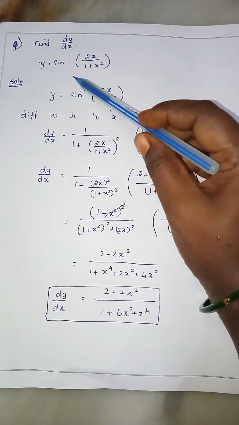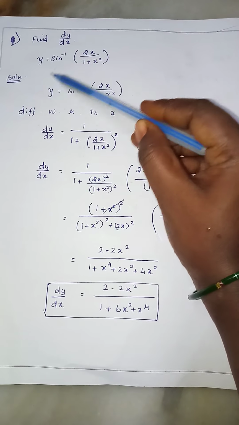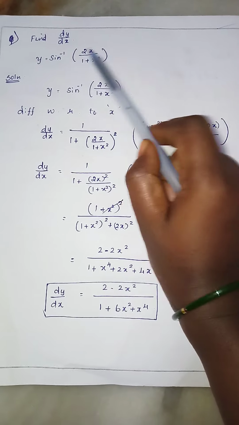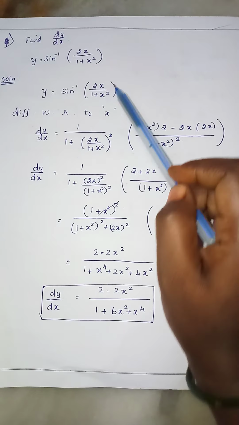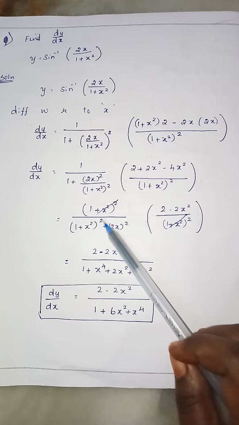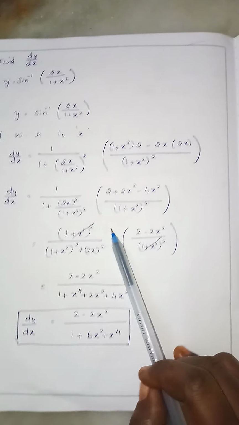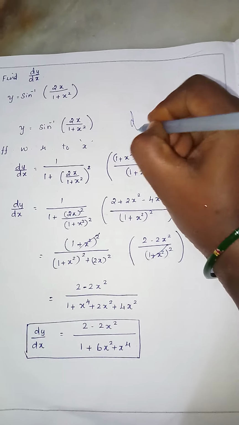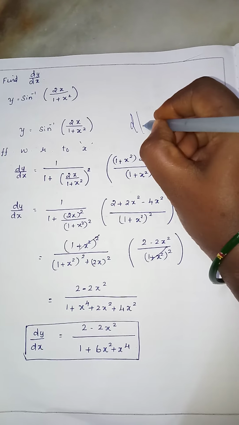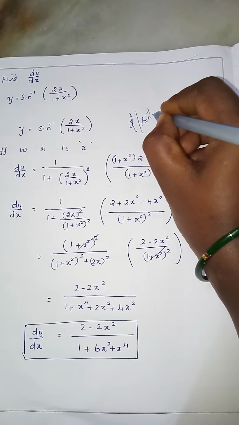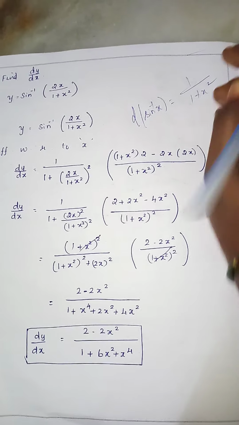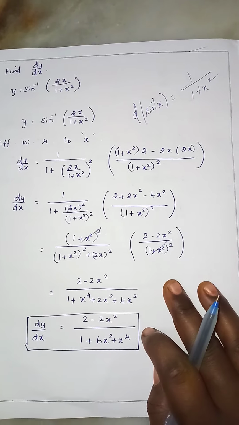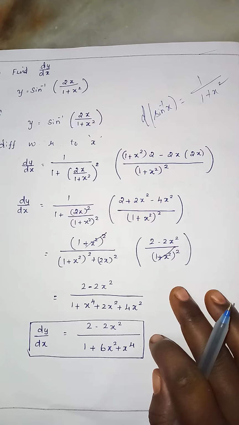Now problem number 9. Find dy by dx, y equal to sine inverse of 2x divided by 1 plus x square. Okay, so now we are going to differentiate with respect to x. As we all know, the differentiation of sine inverse of x is equal to 1 by 1 plus x square. So this is the differentiation value of sine inverse of x.